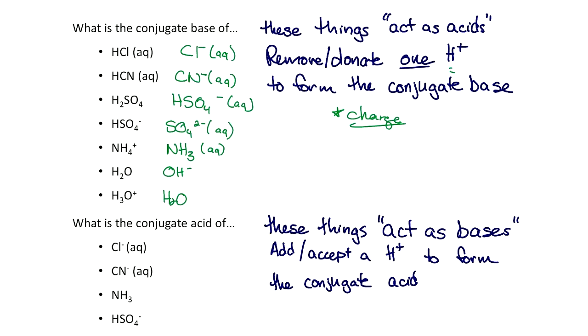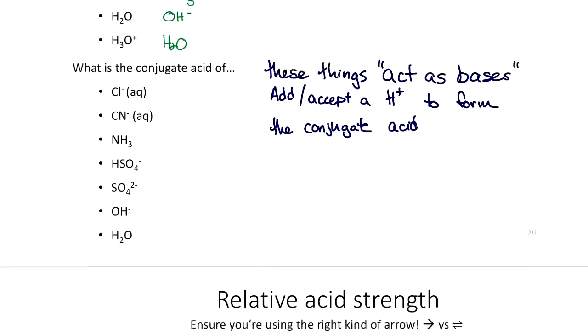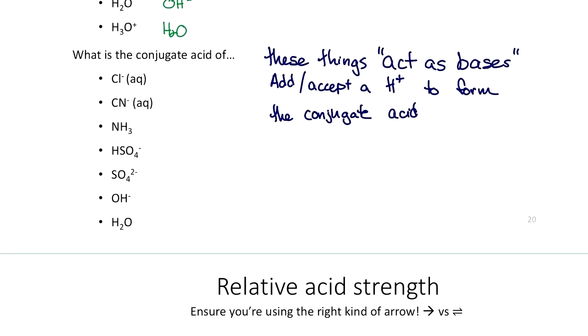Okay, so now let's do the follow-up one. Let's write the conjugate acids of these things. These things will act as bases. Bronsted-Lowry bases, so they're going to accept a proton. So instead of removing an H+, we're going to add an H+ to that formula. So don't just add the H, you also need to think about the charge. Both of those things are important here. So if we add a proton to Cl-, we get what? HCl. And so HCl is the conjugate acid of chloride.